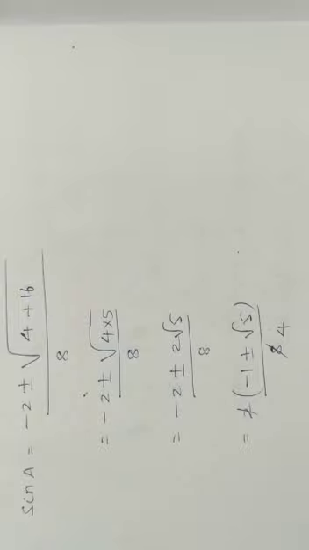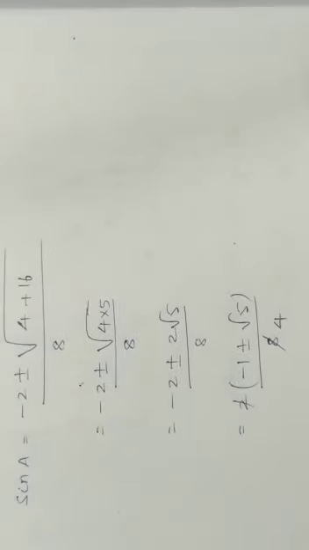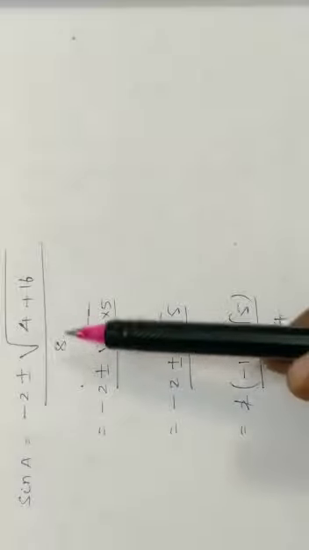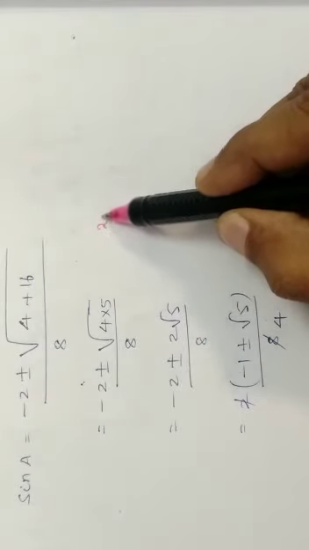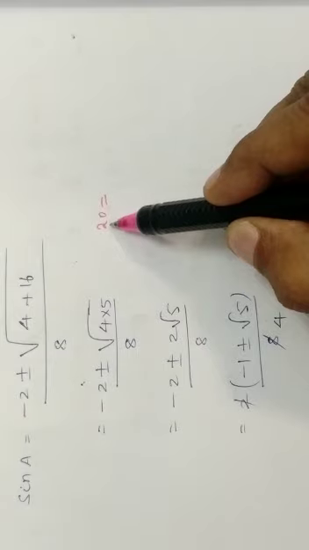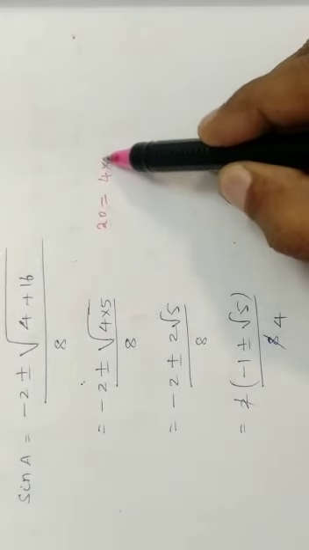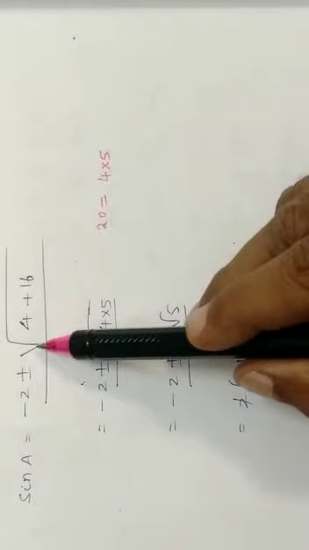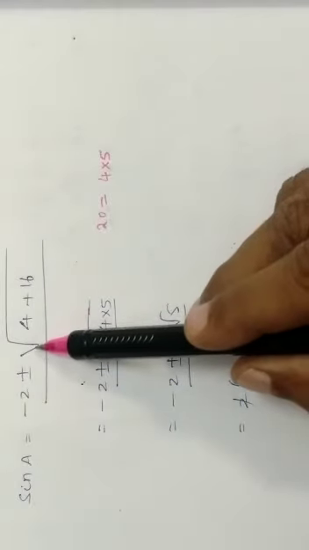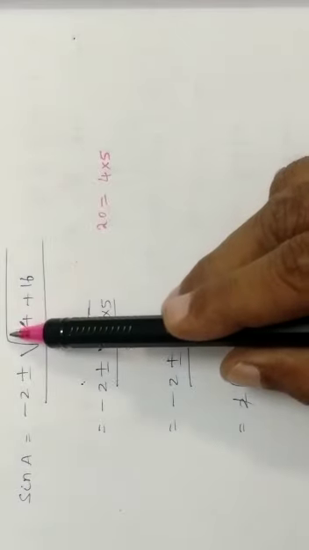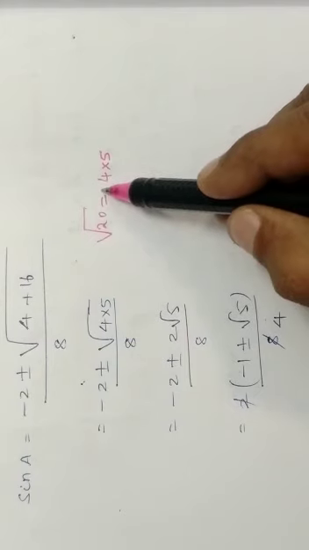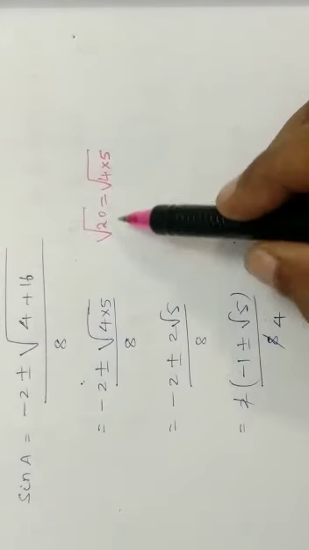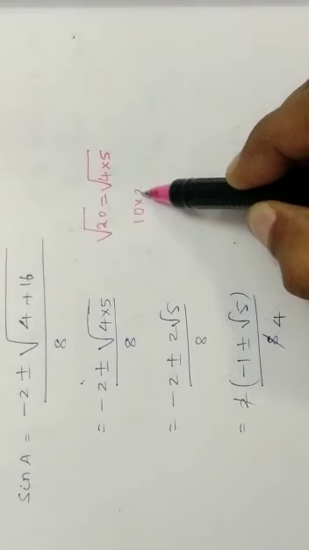Sin A equal to minus 2 plus or minus root 4 plus 16. 4 plus 16 is 20. I shall split this 20 as 4 into 5, since you have 20 under the root. So, 20 can be written as 4 into 5. Some may write it as 10 into 2.